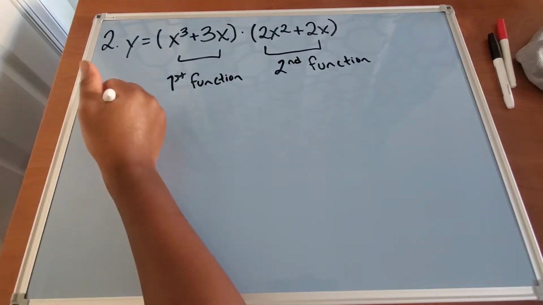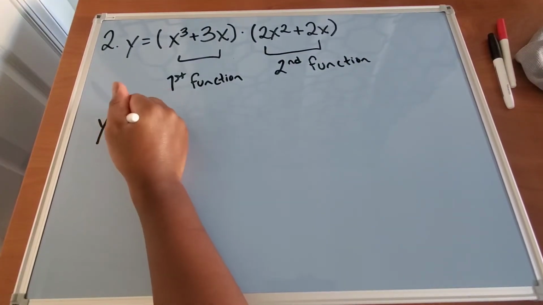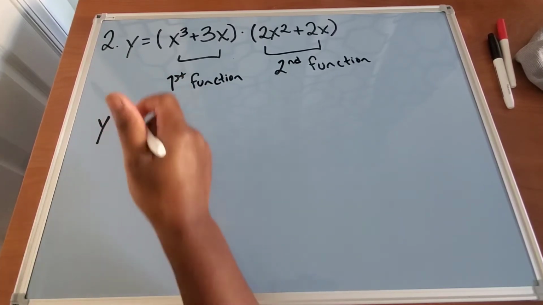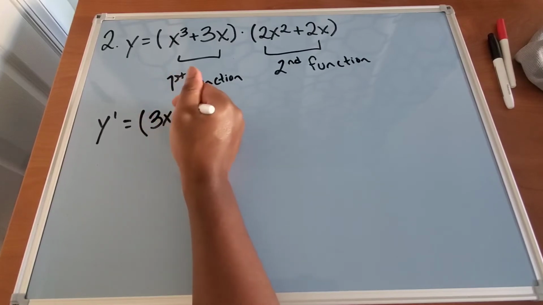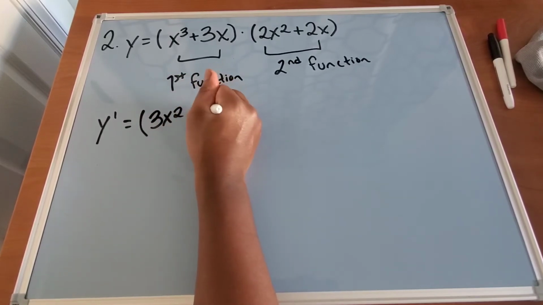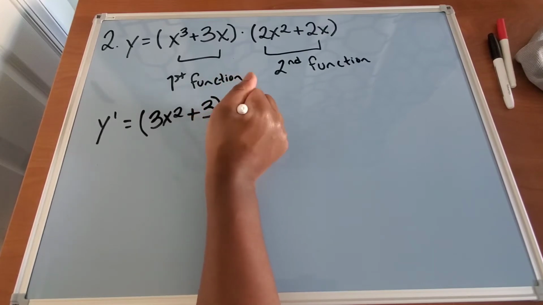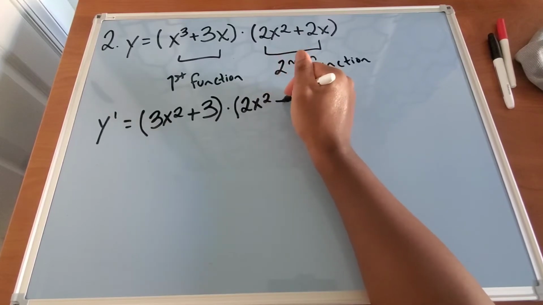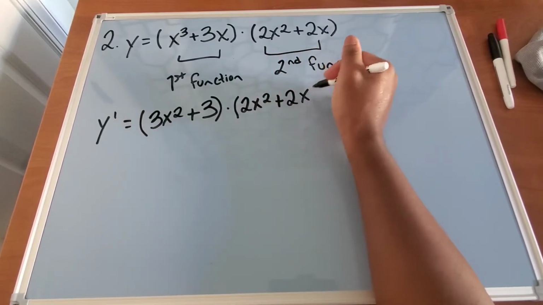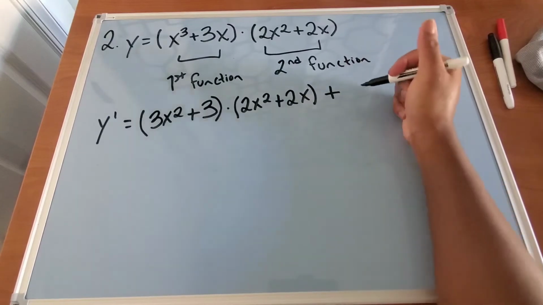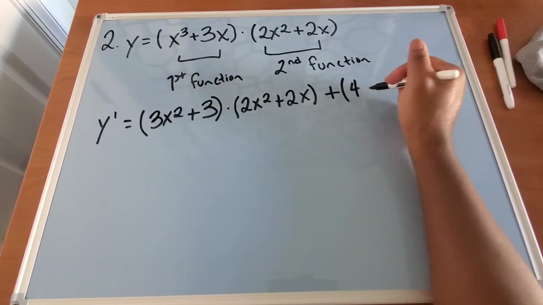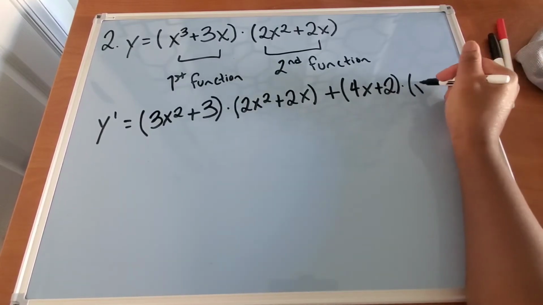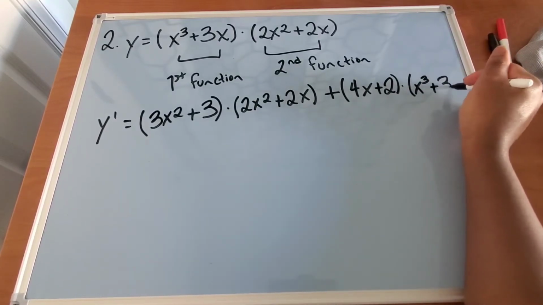So now that we know that, we can just take the derivative. So we can say that the derivative of y is equal to the derivative of the first function, so that's 3x squared plus 3, times the second function, which is 2x squared plus 2x, plus the derivative of the second function, which is 4x plus 2, times the first function, which is x cubed plus 3x.